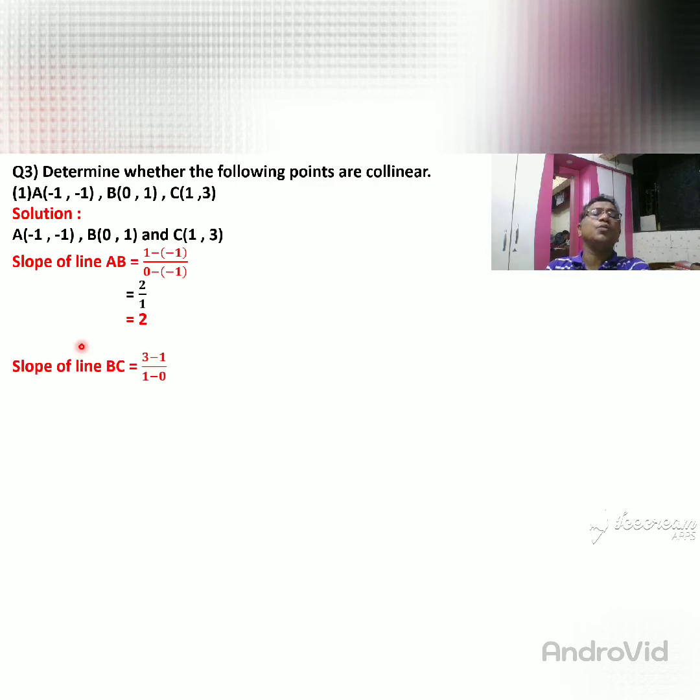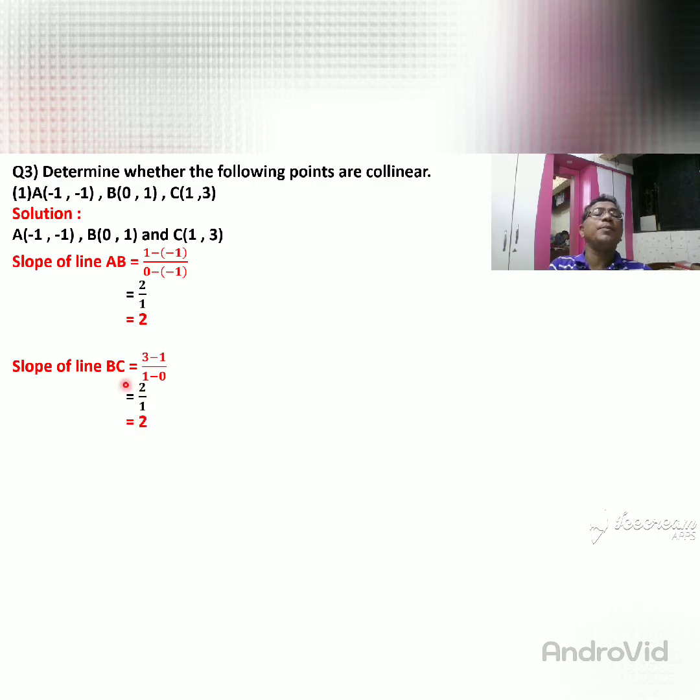Then we want to find the slope of BC. For slope of BC, y2 is 3, so I write 3 minus y1. y1 is 1. So 3 minus 1. Then x2 is 1, so I write 1 minus x1. x1 is 0, so I write 0. So 3 minus 1 is 2. Then 1 minus 0 remains 1. So that 2 is divided by 1. What do you get? 2. So the answer is 2.